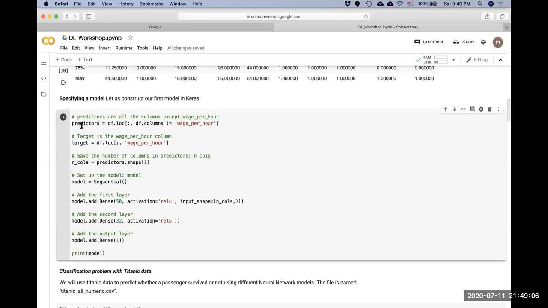And the third line of code, I'm defining the number of columns in predictors. This will be the dimension of my input, okay? So predictors, the shape gives me the number of columns in my predictors.